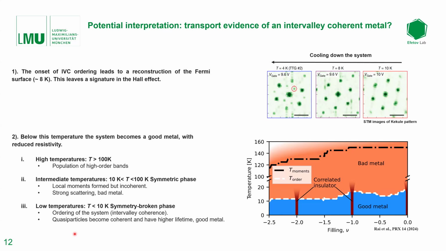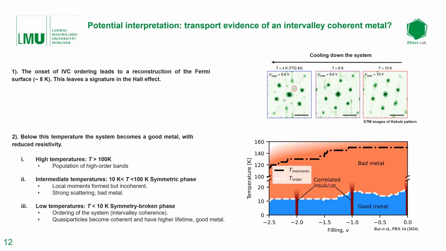And to then also make the connection of why we believe the dropping of resistance by the onset of the IVC order makes good sense: if you look at some theories that have been developed recently by the Tim Wehling group, for example, and Roser Valenti, basically when the system orders, a lot of the fluctuating moments that are quite active at higher temperatures are then stabilized, and therefore the resistance drops by an order of magnitude.